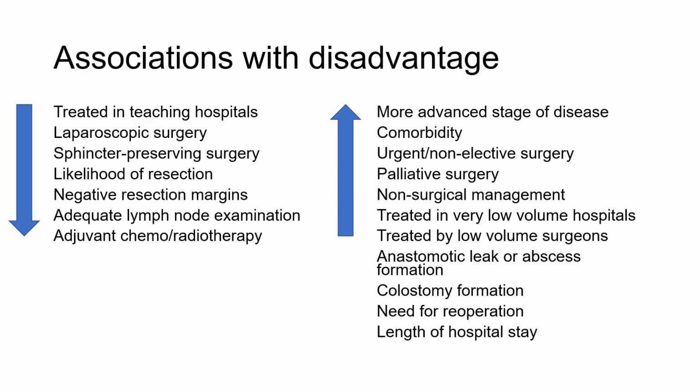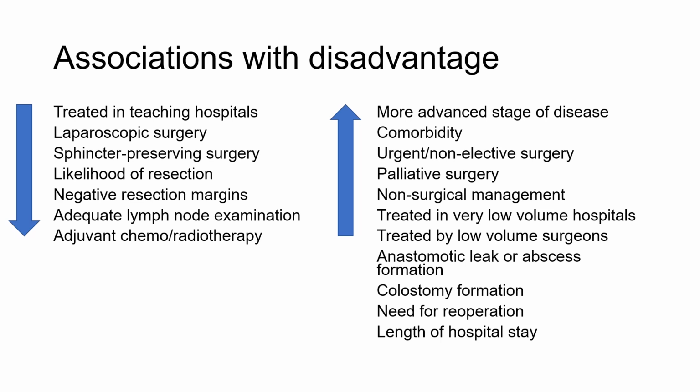On an international level, looking at the wider literature, the associations with socioeconomic disadvantage or deprivation are numerous. Patients who are more deprived are less likely to be treated in teaching hospitals, less likely to be operated on using a laparoscopic approach, less likely to receive sphincter preserving surgery, less likely to receive negative resection margins, or adequate lymph node examination and clearance. They're also less likely to have adjuvant chemo or radiotherapy.